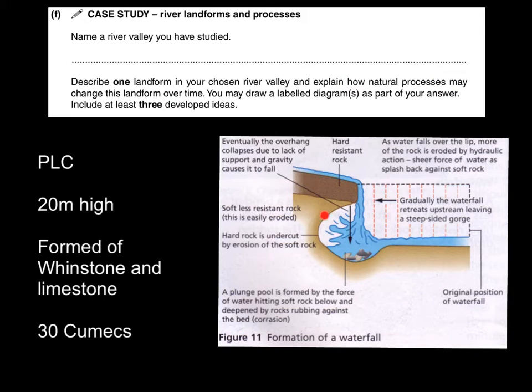As the plunge pool gets bigger, you've then got the undercutting into the softer rock. That in turn creates an overhang. The overhang will collapse, and that means that the waterfall will retreat to form a gorge. So again, it's a really nice question. One thing to consider though is if you are going to draw a diagram, do it really well. Make sure you've got really good labels. If you're not going to do it really well, don't bother. Okay, it's one of those things. There's no point doing a really rubbish diagram. It just takes you time. It doesn't get you any marks. A good quality diagram like this could actually get you nigh on 4 marks.